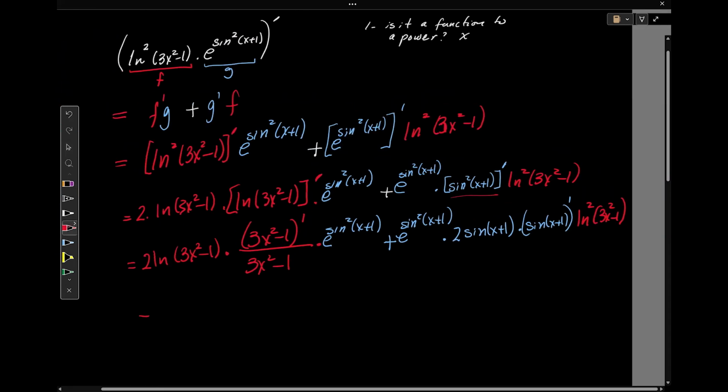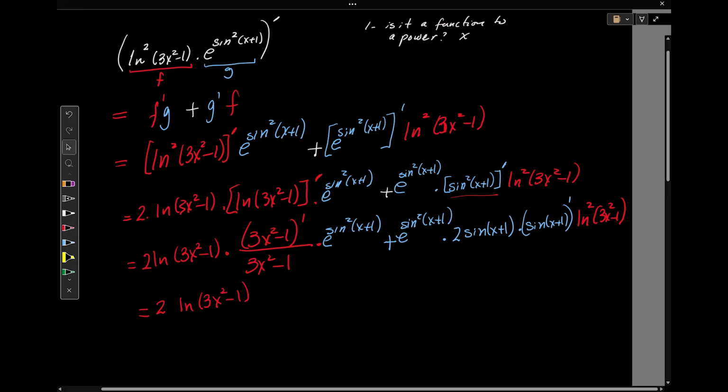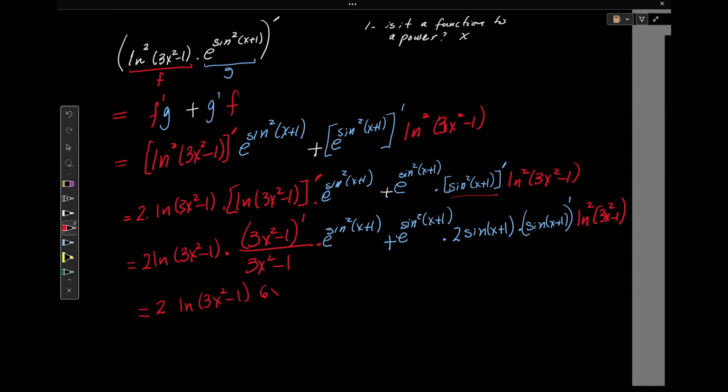All right, let's continue. Here I have 2 ln of 3x squared minus 1. Derivative of 3x squared minus 1 right here is just 6x over the denominator times the exponential plus the exponential itself, which we can factor out. I'll factor out in just a second. Times 2 sine x plus 1 times.